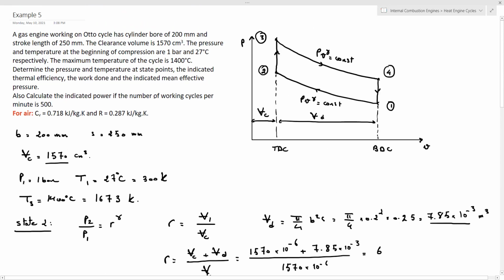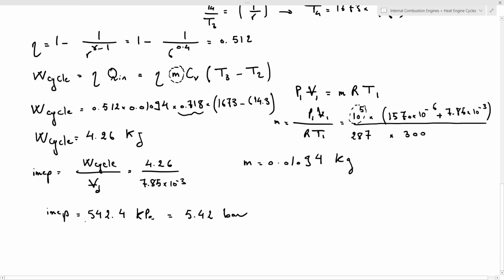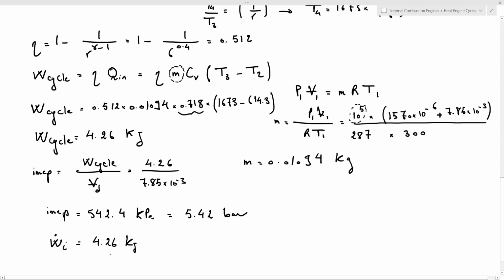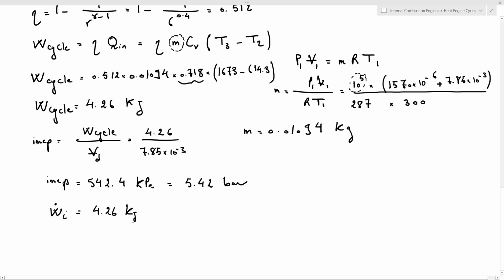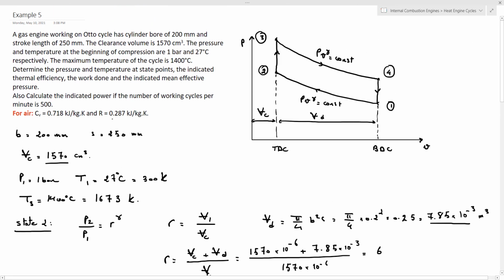Now the last part of this problem would be to calculate the indicated power if the total number of working cycles per minute is 500. So we need to calculate the indicated power, W dot indicated. This will be equal to W cycle, which is 4.26 kilojoule. W cycle is the work executed per one cycle per one cylinder. So to obtain the indicated power, we need to multiply W cycle by the total number of cycles executed per second. Given in the problem, we have 500 working cycles executed per minute.